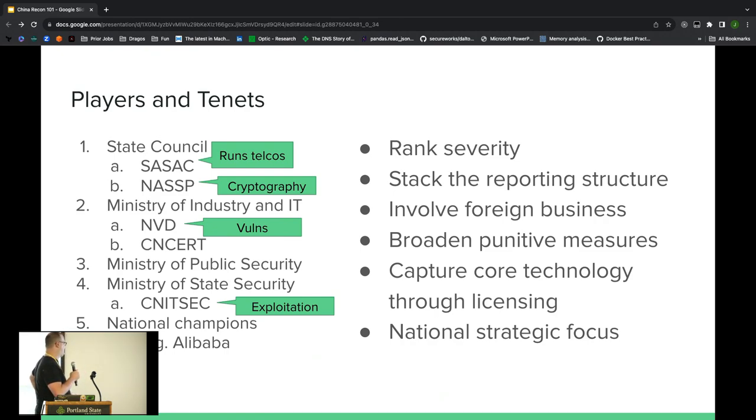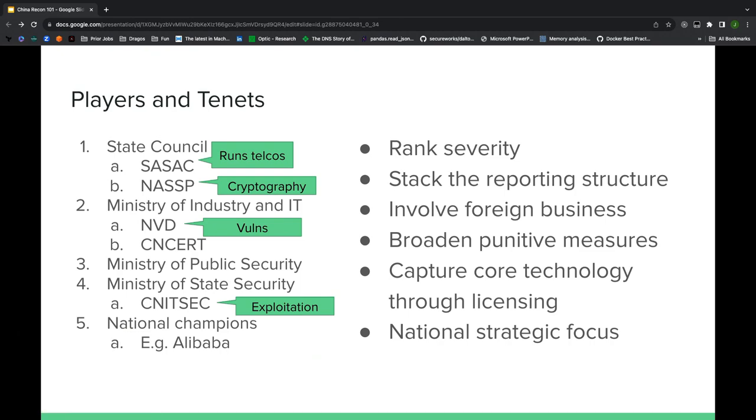and SynetSec under the Ministry of State Security, which both do vulnerability research in their own focus. The Ministry of Public Security, which is mostly the FBI, as a rough analogy, mostly takes care of the domestic situation. Ministry of State Security is more foreign oriented. Again, they have SynetSec under them. We will be talking a lot about SynetSec. And then there's a whole bunch of national champions, of which Alibaba is a good example.